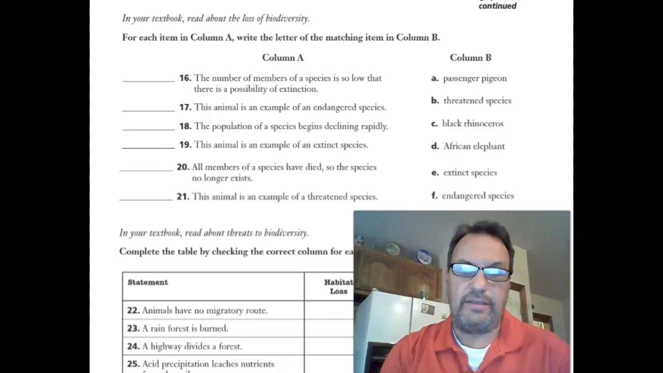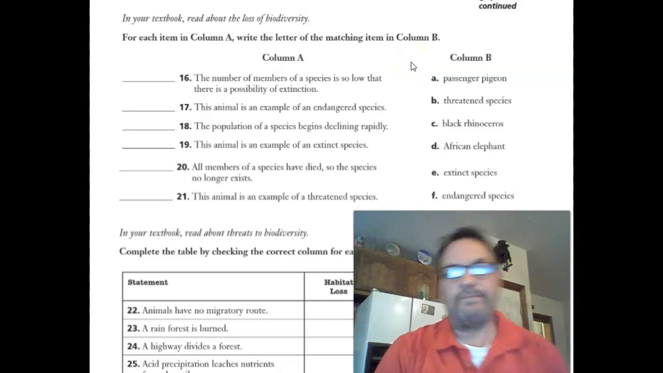Going to the next page, column A and column B. Once again, we count. We have 1, 2, 3, 4, 5, 6 questions, 1, 2, 3, 4, 5, 6 answers. So we know that we're going to use each word one time.